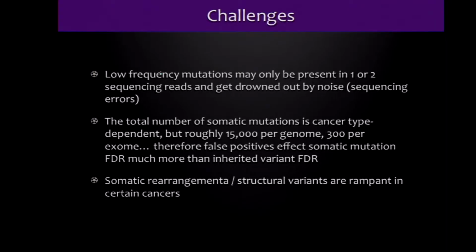So the problem with detecting some of these tumor variants or somatic variants is that some of these are at very low frequency. It may only be, say, 3% of the cells that have a particular variant. Okay?